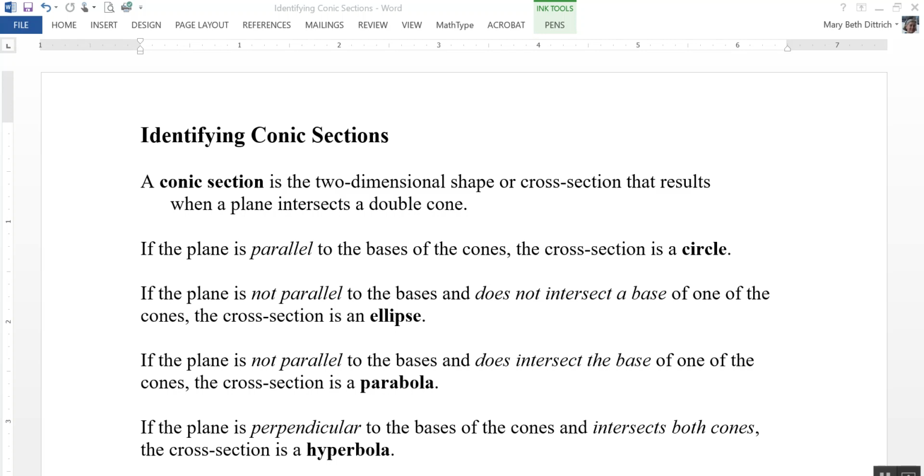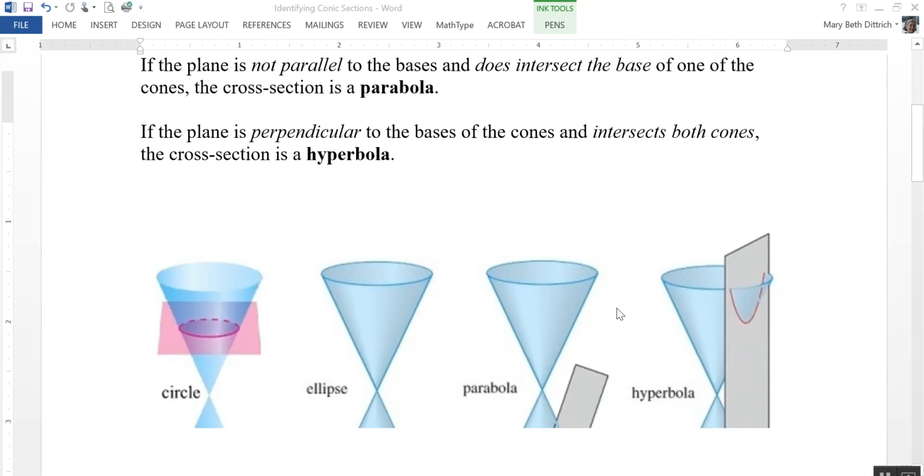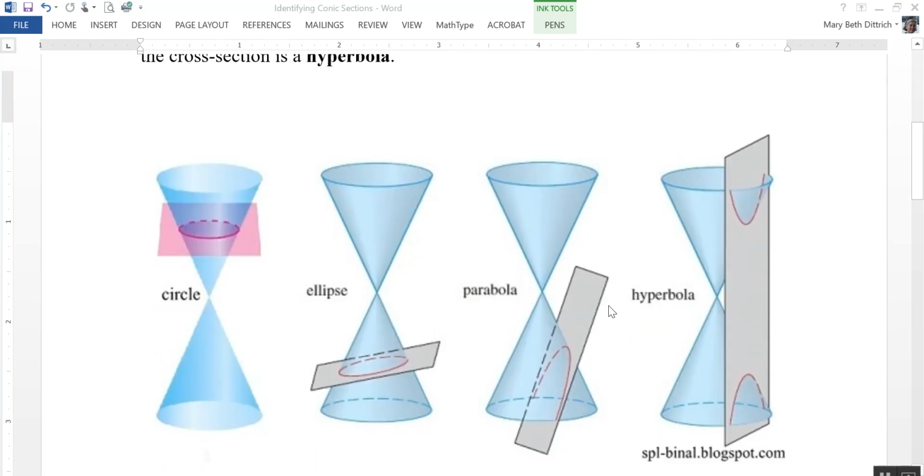If the plane is perpendicular to the bases of the cone and intersects both of the cones, then the cross-section is called a hyperbola. And here's a picture of what those look like. So the first one, for a circle, the plane that's intersecting the cone is parallel to the base of one of the cones. An ellipse, or the oval shape, notice the plane is not parallel to a base and it does not intersect the base.